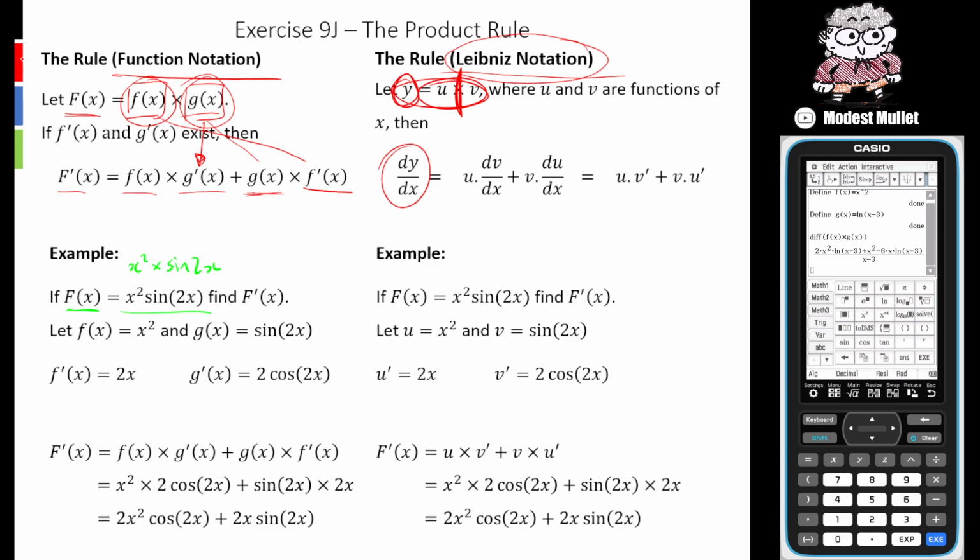So we let the left-hand function, we call that f of x, and then we let the right-hand function, we're going to call that g of x. Just state them separately, and then we're going to find the derivative of each of them. So the derivative of x squared is 2x. The derivative of sine 2x is 2 cos 2x. We know them from our shortcut rules.